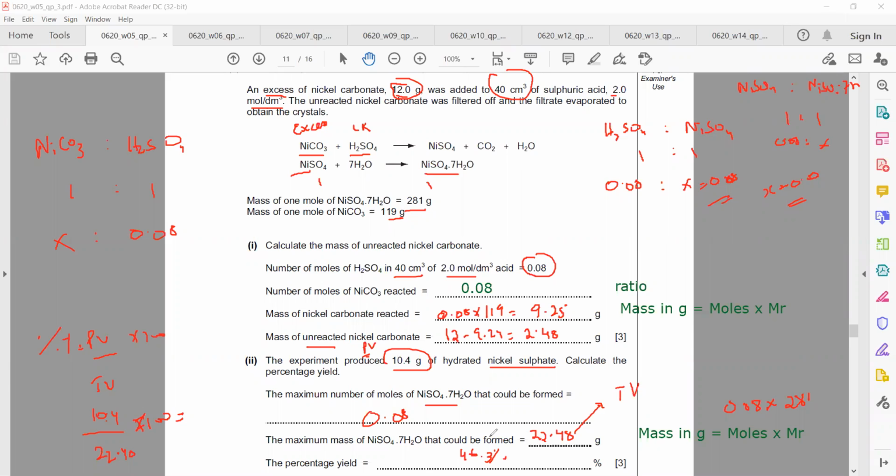And why do we always have a lower practical value? There are many reasons for that. Maybe the reactants are not pure, maybe the reactants do not completely react, maybe some of the reactant might be lost or the product might be lost during the stages of obtaining the substance. So there are many reasons for having a lower yield, less than 100%.